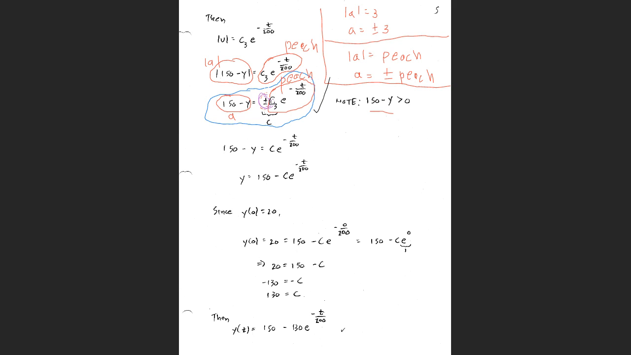Well, now let's think about what we got here. Let's think about what we have. We have plus or minus this C3 times e to the negative t over 200. But I could just equivalently, I guess what I'm trying to say is this. Let me phrase it another way.